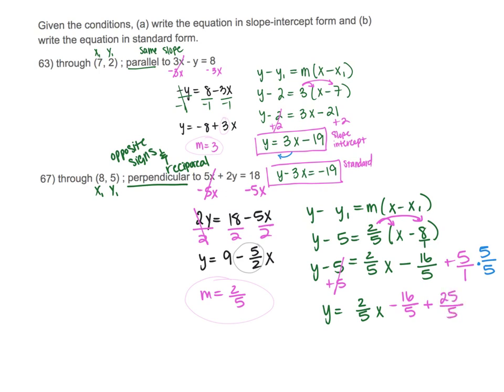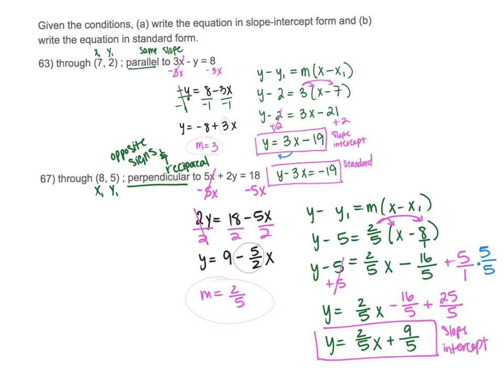And so from here, it looks like I have y equals 2 over 5x. I'm going to combine the numerators. Negative 16 plus 25 is positive 9 over 5. And now I can see that y is by itself. I have the slope, I have the y-intercept, and this here is my slope-intercept form. But remember, we also need to find standard.